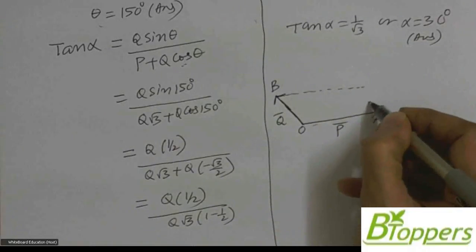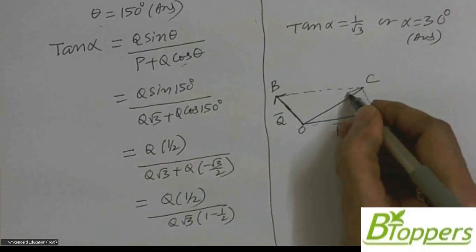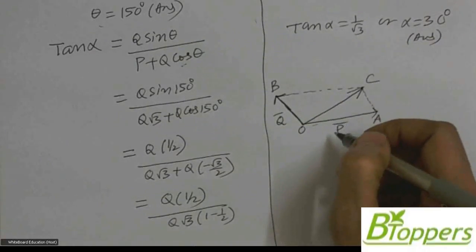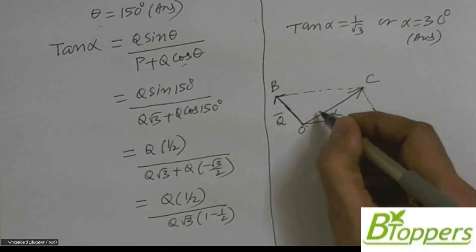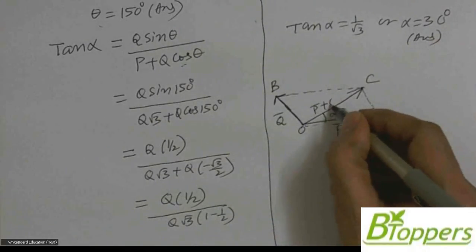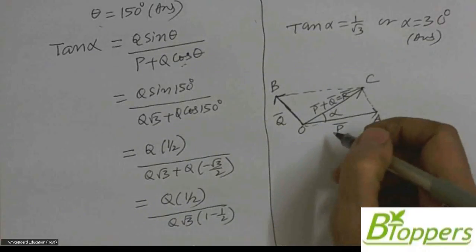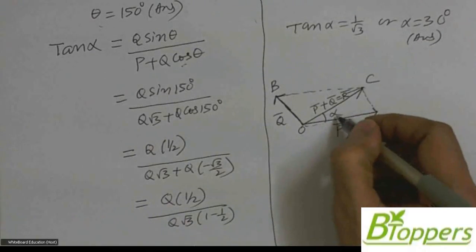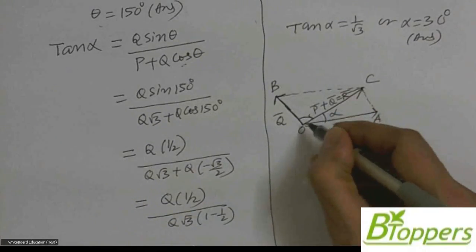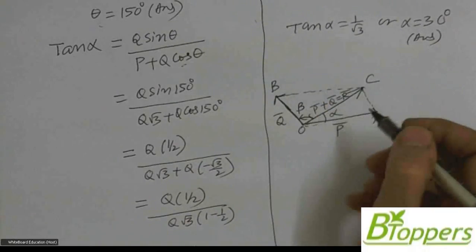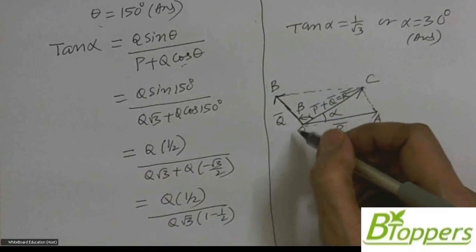So the diagonal of the parallelogram passing through the point of intersection represents the resultant. So in the figure OACB, the parallelogram, OC bar represents the resultant of P bar and Q bar. So this angle alpha represents the angle made by the resultant with the first vector P bar. Let beta denote the angle made by the resultant with the second vector Q bar.